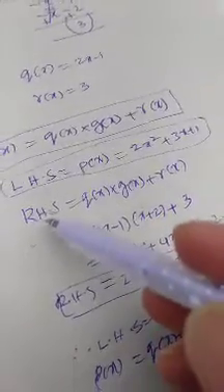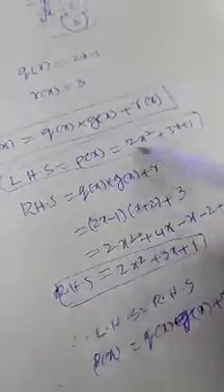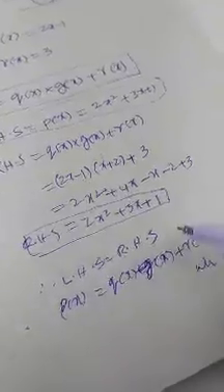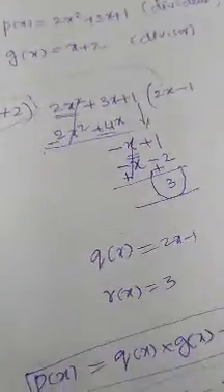So if you want to verify, you can take LHS separately, RHS separately. After simplifying LHS and RHS, you show RHS equal to LHS. Okay, this is the verification, and this is the procedure to divide the two given polynomials. Okay, let me explain one more problem.